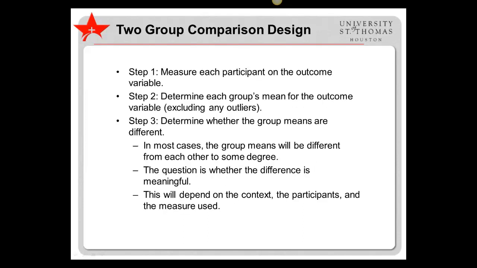To use this design, there are several steps. Step 1. Measure each participant on the outcome variable. Step 2. Determine each group's mean for the outcome variable, excluding any outliers. Step 3. Determine whether the group means are different. In most cases, the group means will be different from each other to some degree. The question is whether the difference is meaningful. This will depend on the context, the participants, and the measure used.